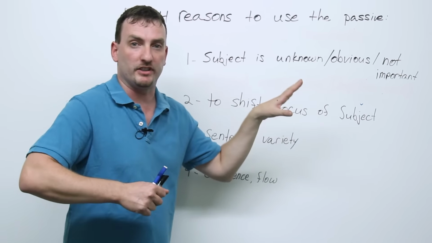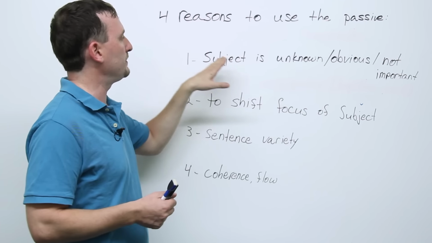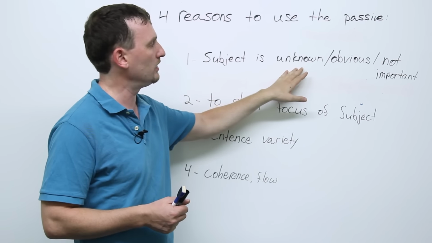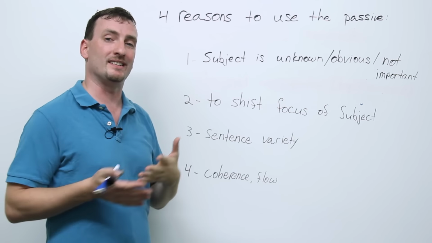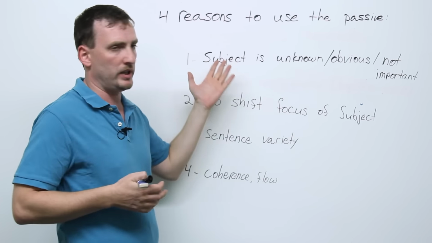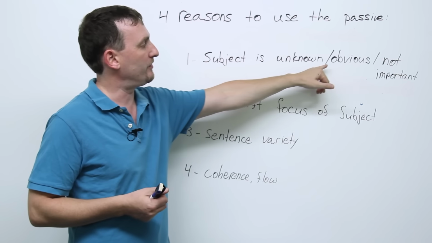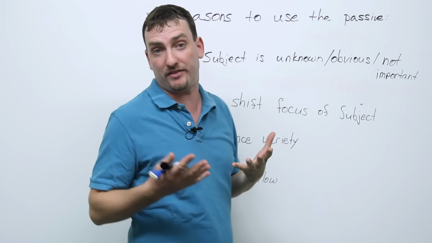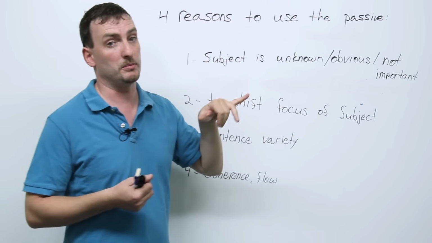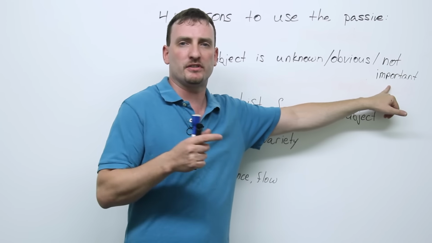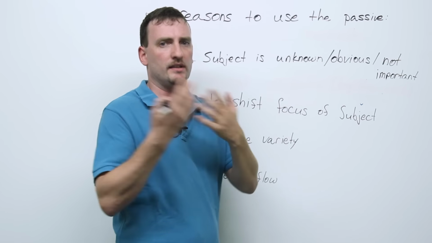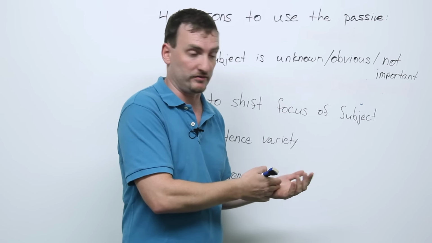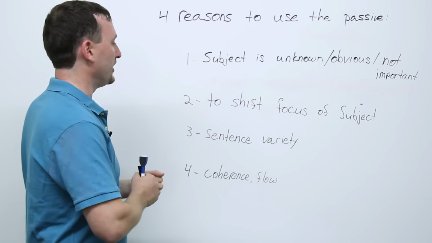Okay, so the first reason that we would use a passive is because the subject is unknown, obvious, or not important. If we don't know who or what did the action, we can use a passive. If we know very clearly, it's very obvious who did the action, then we can use a passive. If the person or thing that did the action is just not important to our sentence, we can take it out and use the passive. I'm going to give you some examples, don't worry.